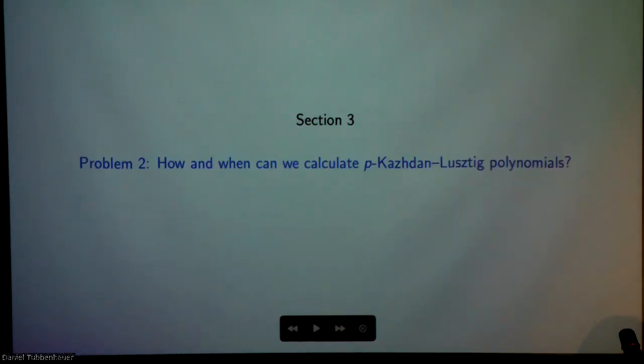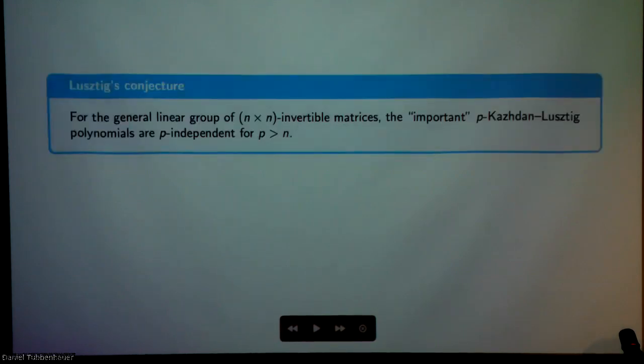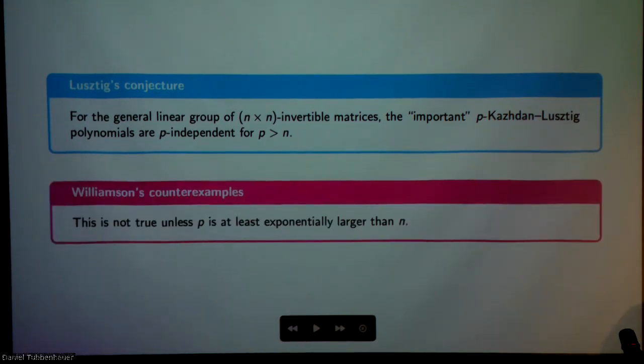Okay. So how and when can we calculate these Kazhdan-Lusztig polynomials with a p? So Lusztig's conjecture said that the most important p-Kazhdan-Lusztig polynomials should be independent of the prime. And this was wrong. So this is an example of p-Kazhdan-Lusztig polynomials, the Hecke category, coming in and calculating something that you couldn't calculate before-ish. And I gave 3 lectures on this last week, so I'm not going to dwell on it too much. You can find me on YouTube.